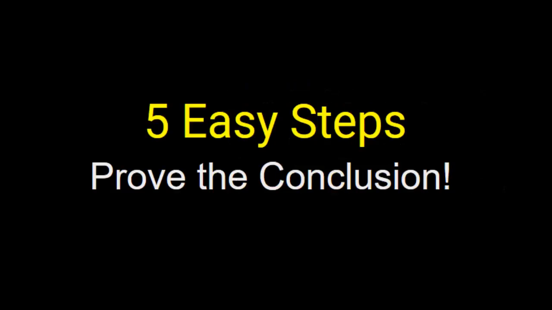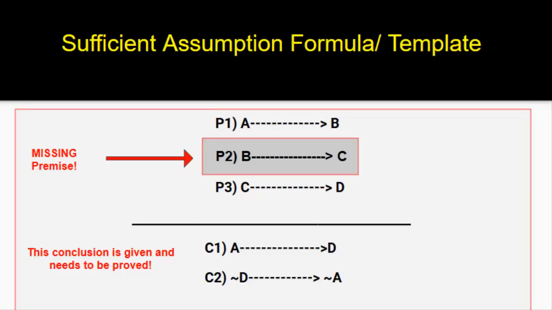The name of the game for solving sufficient assumptions is that we have to prove the conclusion. And how do we do that? We do that by looking for a missing premise that, when you plug it into the argument, makes the argument valid. So let's take a look at the template. It goes A to B, B to C, C to D, and then we can draw the transitive property from A all the way to D. Just like math: A to B, B to C, C to D, so we can say A to D.